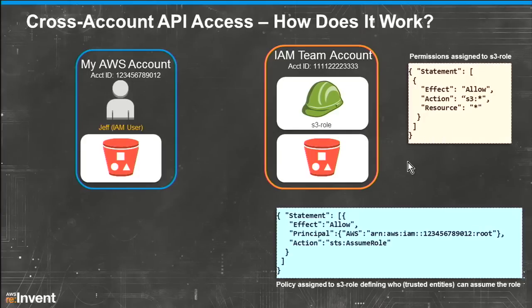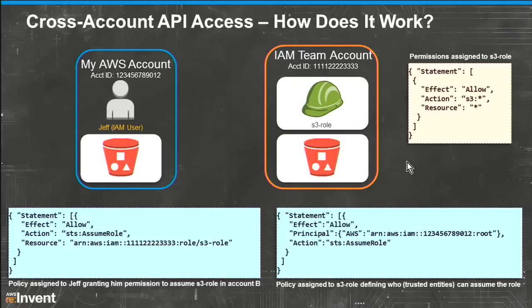This is only part of the setup. The other half of it is Jeff, in my personal account, also has to have a policy that allows him to call assume role for the role specified. So it's a two-part setup. Two accounts: I have to have an IAM user who can call assume role, and then I have to have a role in the other account that allows me to assume it. So we have the trusting party and the trusted party.